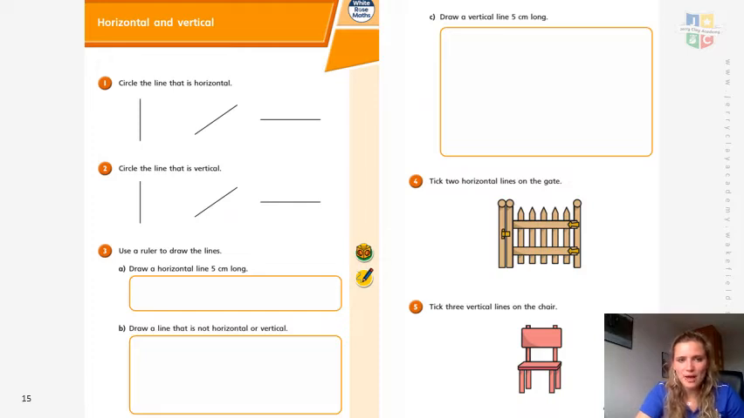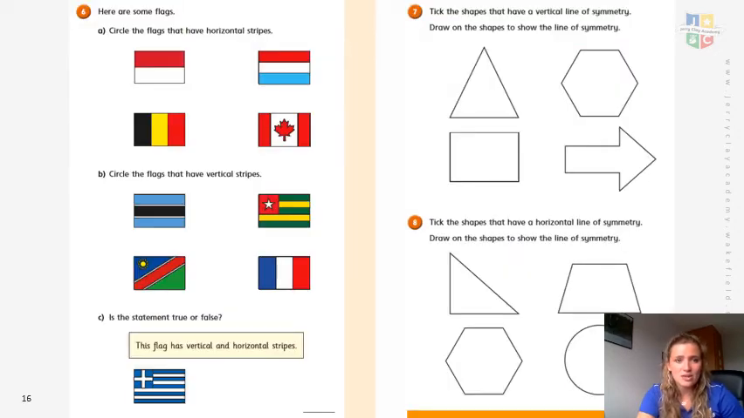So I'd like you to have a go now at doing the worksheet that I've attached to Seesaw. So for number 1 and 2 you're circling the correct line, and for number 3 you're drawing the lines. Number 4 you're finding the horizontal lines, and number 5 you're finding the vertical lines. Number 6 you're circling the flags which have horizontal shapes and vertical shapes, saying whether it's true or false, and explaining why as well. Number 7, you're ticking the shapes which have got vertical lines of symmetry, and then you're going to draw these on as well.